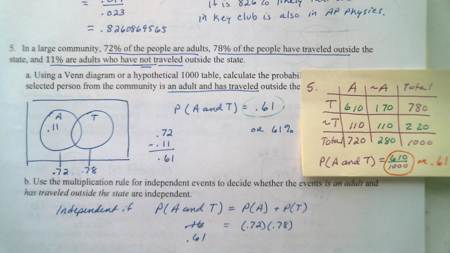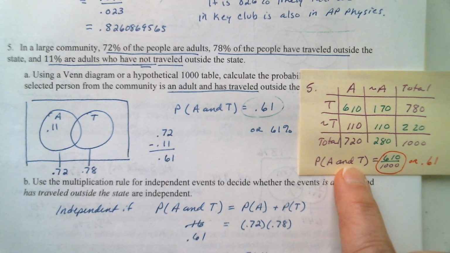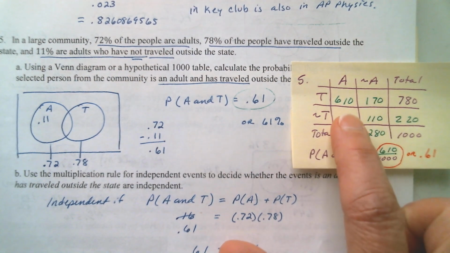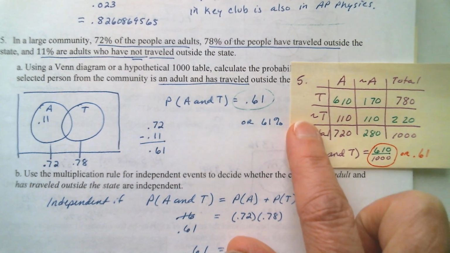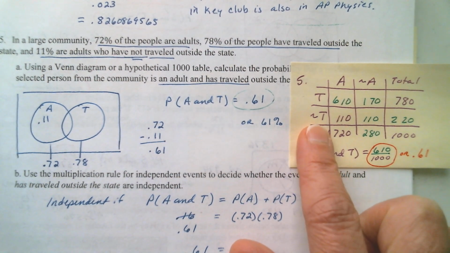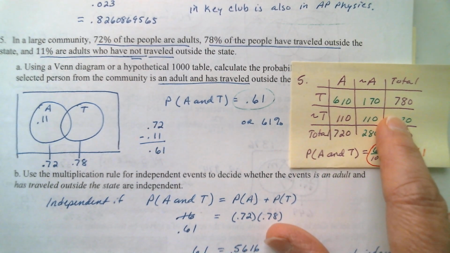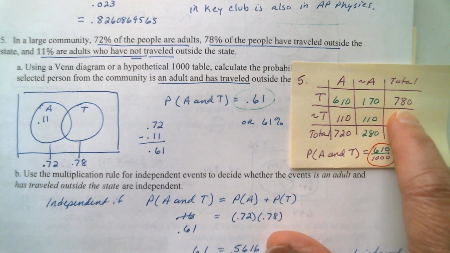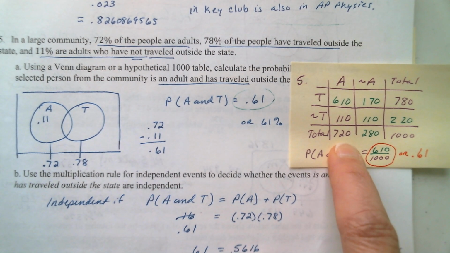either Venn diagram or the table. I'll just explain the table here. So we have a hypothetical 1,000. A for adult, not A. Total, T for traveled, not T. Total. And the purple is what was given, 78% traveled outside, so 780 was a total for T. 72%, 720 the total for A.